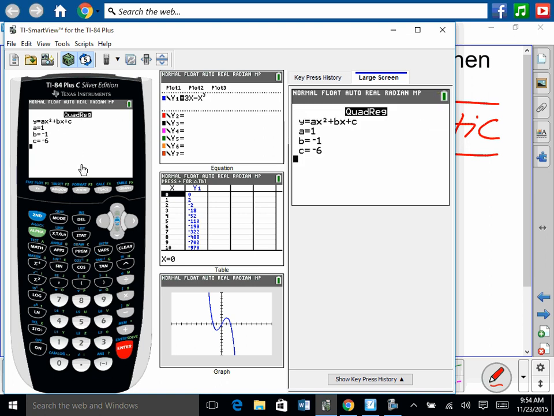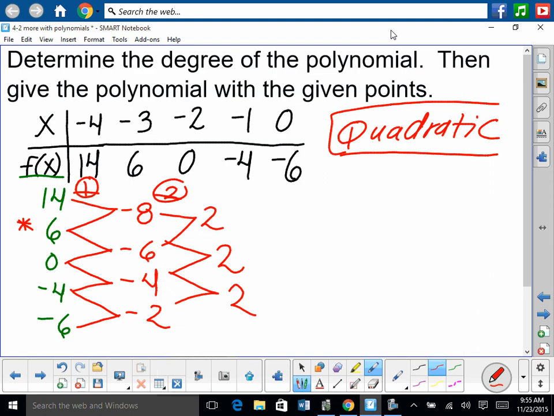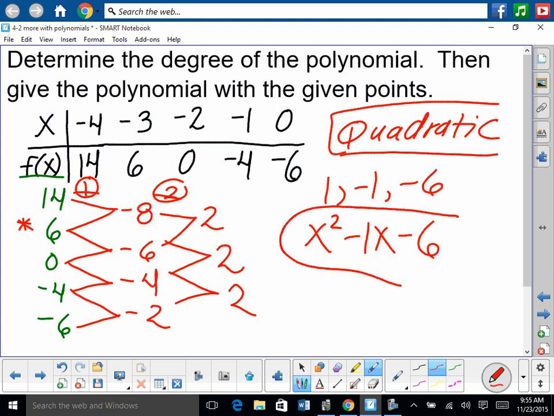So there's our polynomial. We know it's a quadratic, so it has the form ax squared plus bx plus c. Our a value is 1, our b value is -1, our c value is -6. So we know it's going to be x squared minus 1x minus 6. So this is the polynomial with these given values. Is everybody okay with that? We have learned this. You hit the stat key, edit, stat, over to calculate.